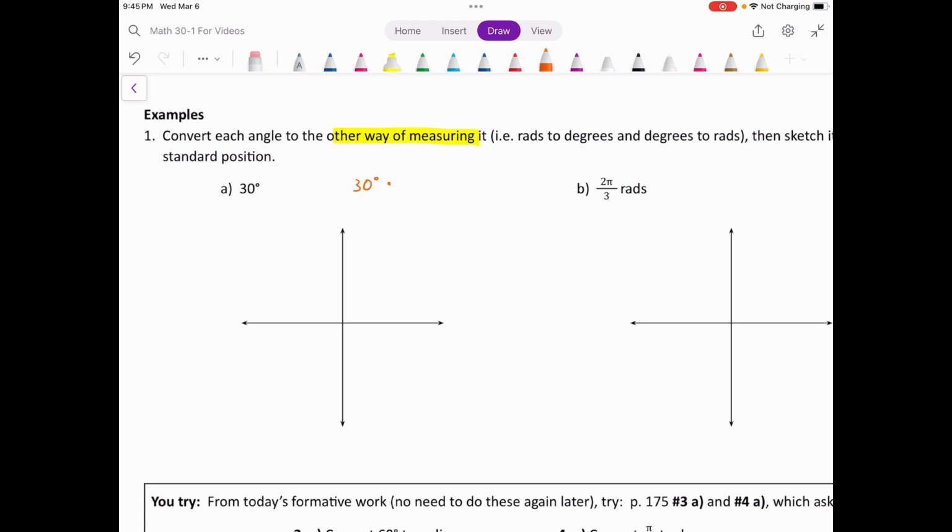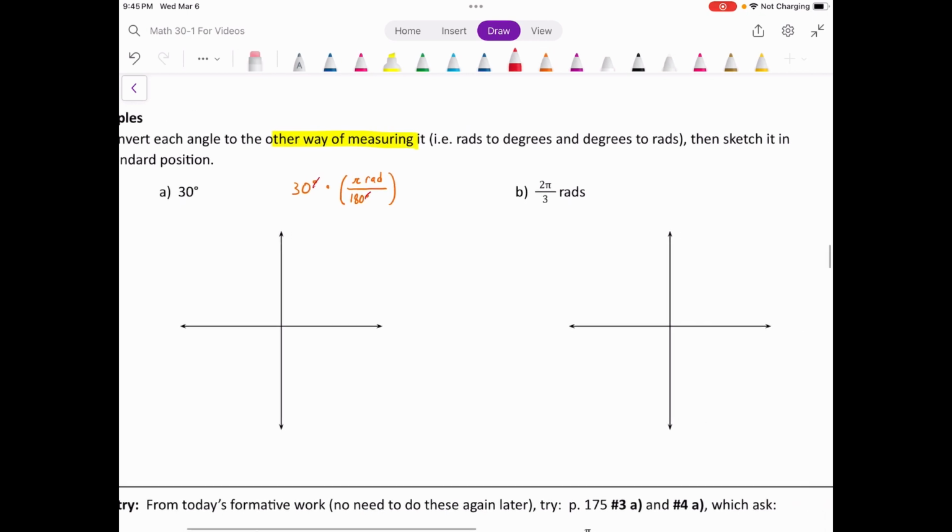Degrees to radians, I need a similar conversion factor, except for the exchange rate between radians and degrees. So I want to convert into radians. There are pi radians per every 180 degrees. And I can tell I did that right because my degrees are going to cancel out and I'll just be left with radians as my unit. So that's a quick way to check our work.